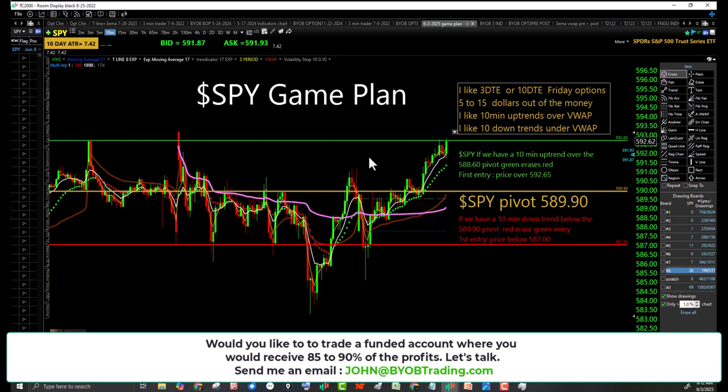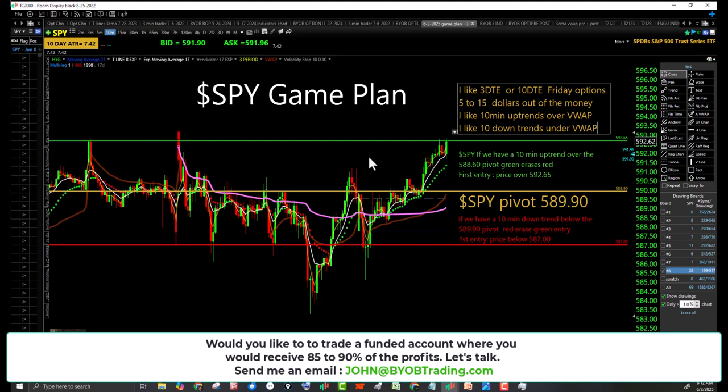All right, so SPY pivot, 589.90. Above it, I'm a bull. Below it, I'm a bear. Green erases red. First entry price over 592.65. Red erases green, okay? That would be first entry price underneath 587.